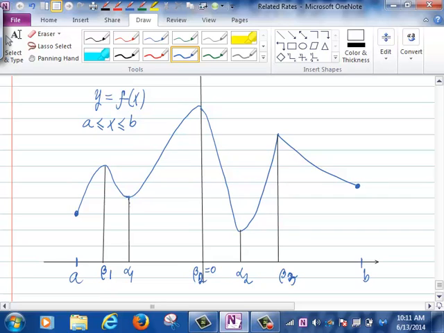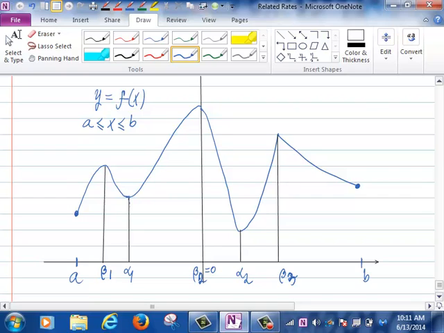So in my picture, what is the absolute maximum value? The absolute maximum value is the value of the height of the curve at what? Beta 2, right? And what is the absolute minimum value? f evaluated at alpha 2.